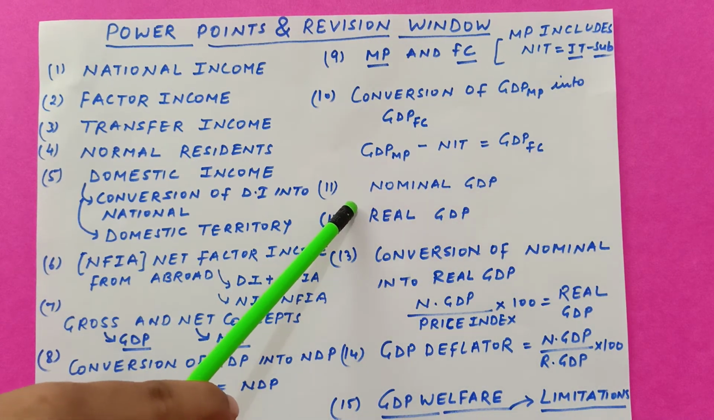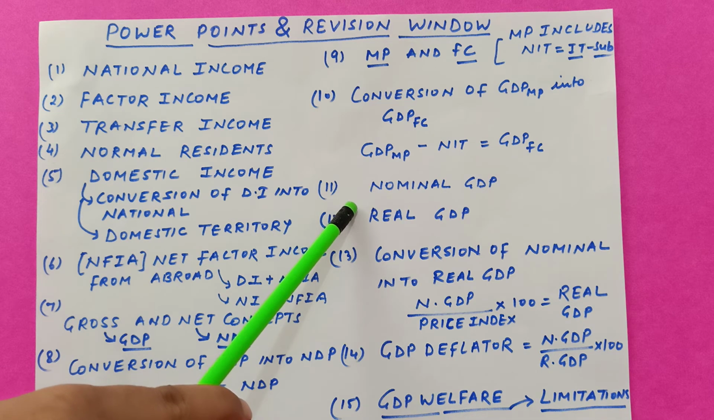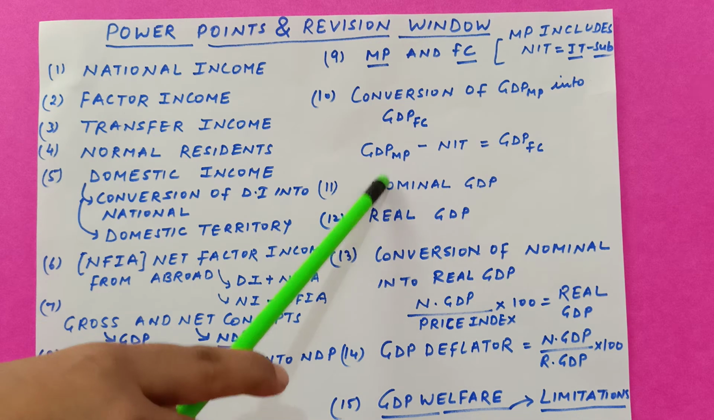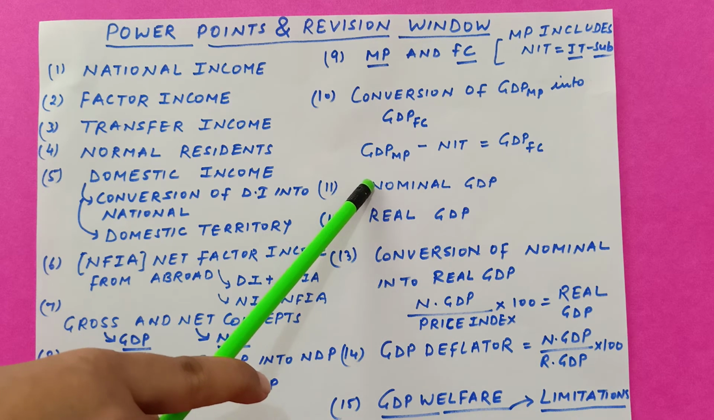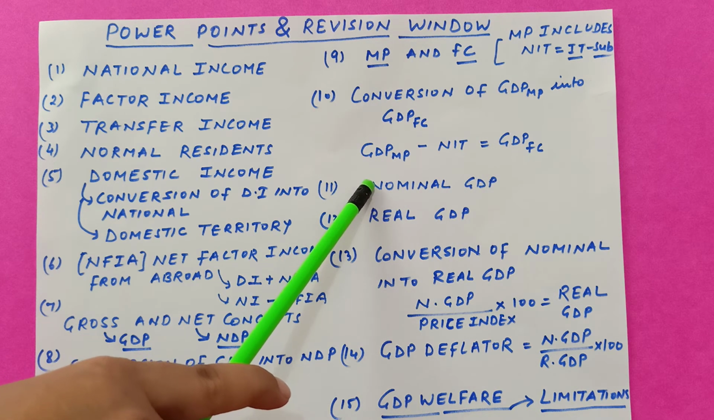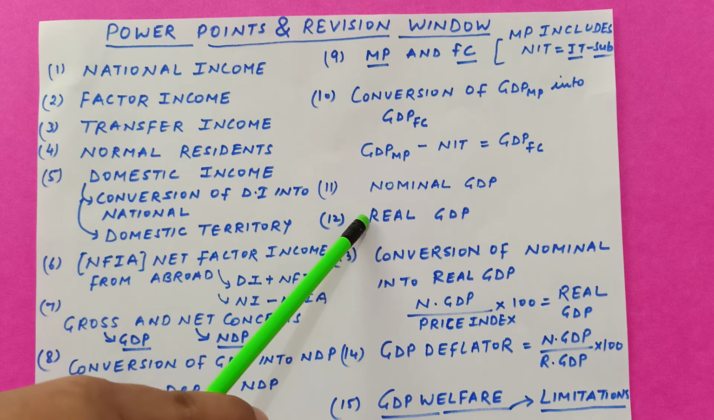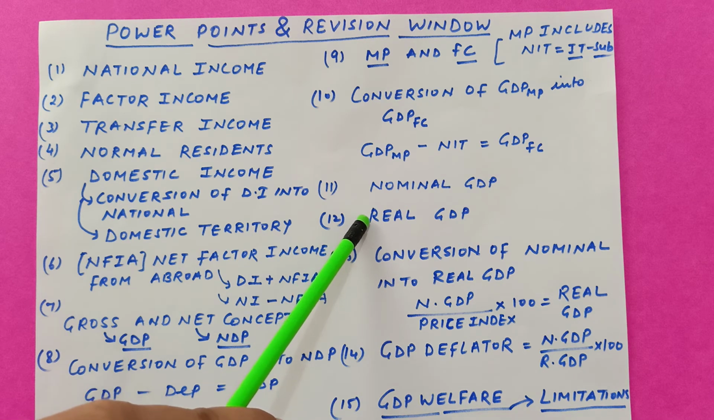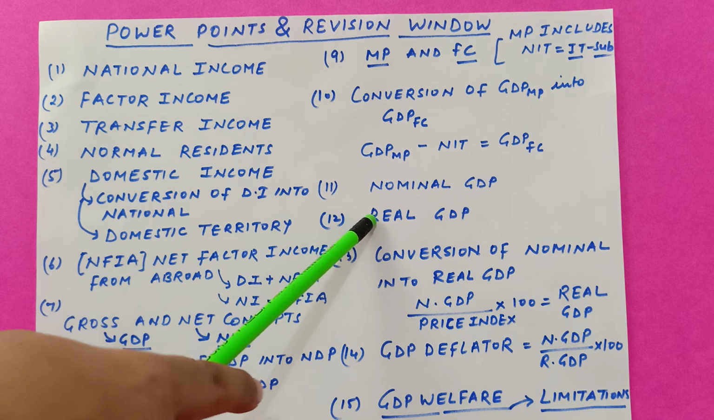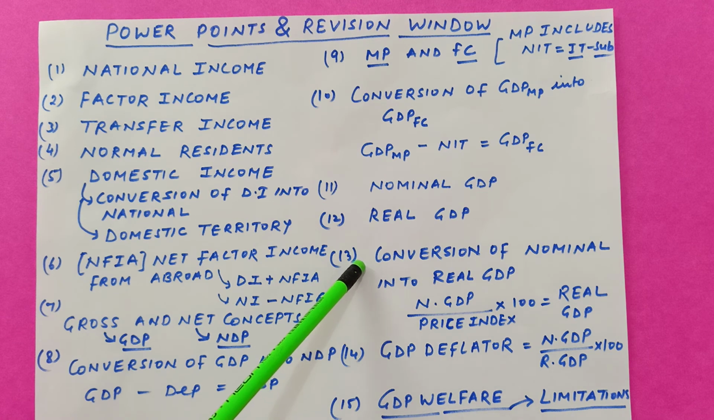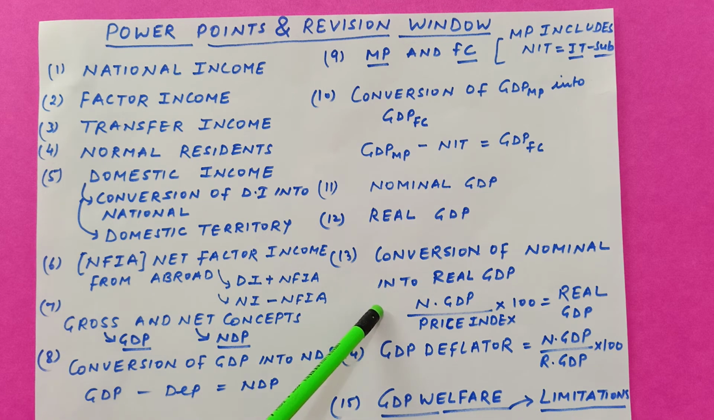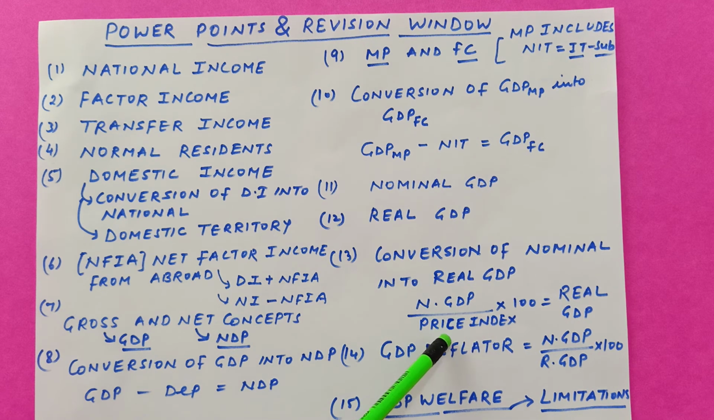Now come to nominal GDP. Nominal GDP is the market value of goods and services produced within the domestic territory of a country during an accounting year as estimated using current year prices. Real GDP is the monetary value of all final goods and services produced within the domestic territory of a country during an accounting year as estimated using base year prices. Now come to conversion of nominal into real GDP. Real GDP is equal to nominal GDP upon price index into 100.